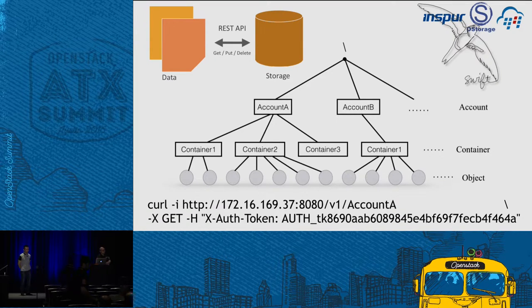In fact, in the API, we can see it. If a user of tenant A accesses this storage system, he can list all the containers his tenant can access via this HTTP call. I use a curl command here, and it will return container one, container two, and container three in the body of the response. If we make this call, he can see the two objects in container one.